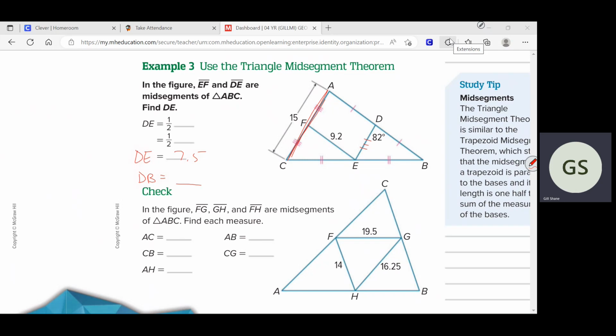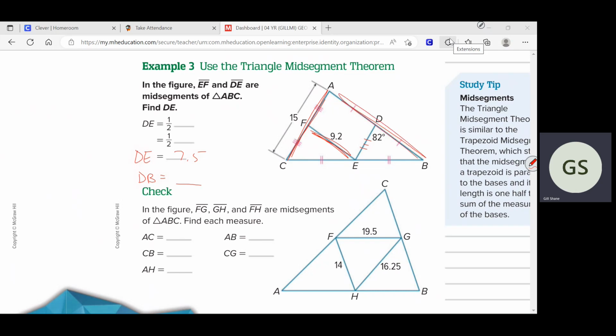congruence marks. What about DB? Again, what line is parallel to DB? You have to go with FE, because DB is really just part of that. So you can't use AD. You got to think of DB as part of this and compare it with that number there, the 9.2. Does that make sense? Because this is parallel to that.